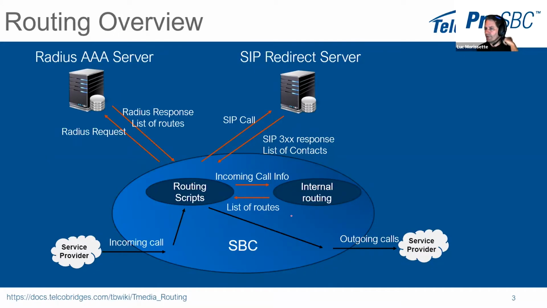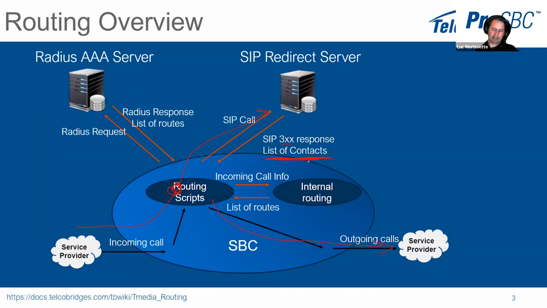Another way that we have implemented is to use a SIP redirect server. Again, the call comes in to the routing scripts, and then we make a SIP call, with either the incoming information or modified information in the routing scripts, to the redirect server. The redirect server returns a 300 response, and in that 300 response there will be a list of contacts that will be used to route the calls to the outgoing service provider. So you get the call in, the routing scripts will make a SIP call to the SIP redirect server. The SIP redirect server takes the information and does least cost routing or any type of routing here, and will return the list of possible destinations.